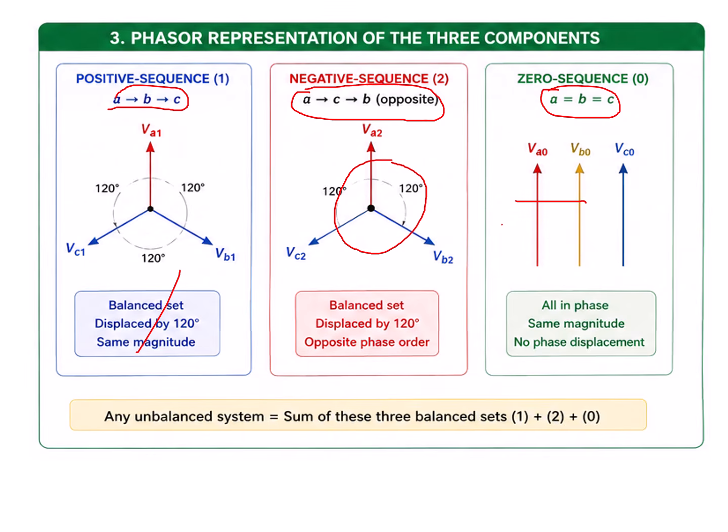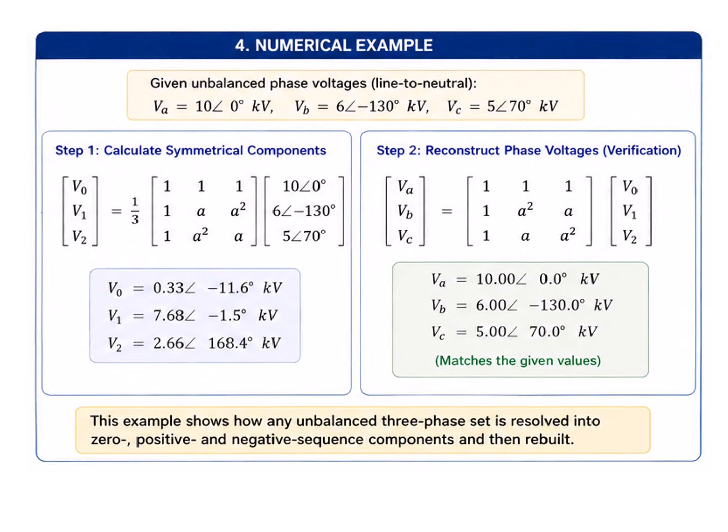When we come to the zero sequence, it's like the average of the three voltages, and we take the average. So for any unbalanced system, we will have this formula. For example, let us see this with a numerical example.